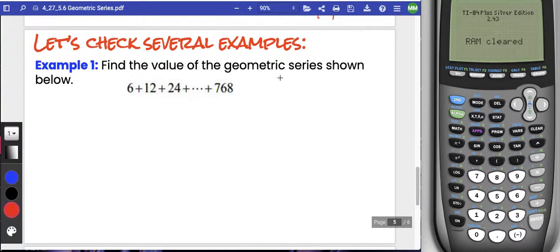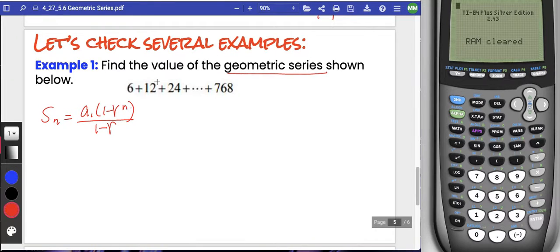Find the value of the geometric series shown below. We have several terms here, and we need to figure out the geometric series. Of course, some students might say, how about I just type all the numbers together? Yes, you can, but in math, we learn different tools to make life simpler, right? Since we have a formula, let's use it to help us find the answer.